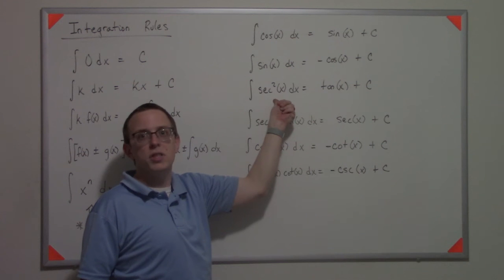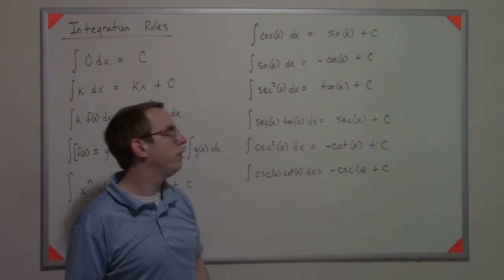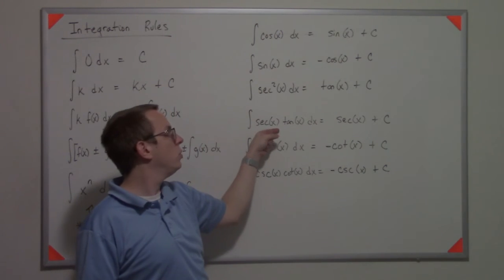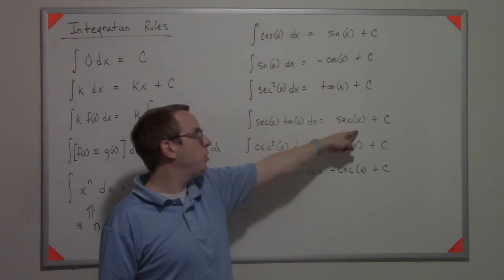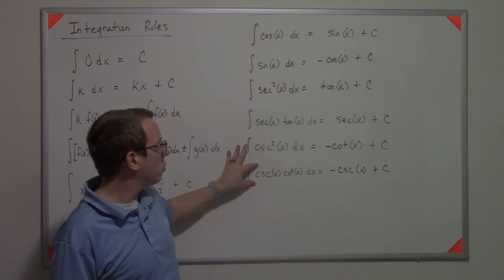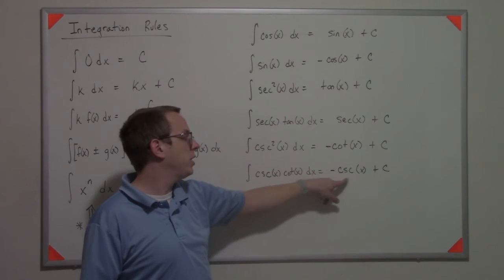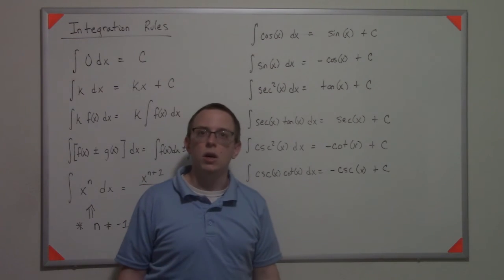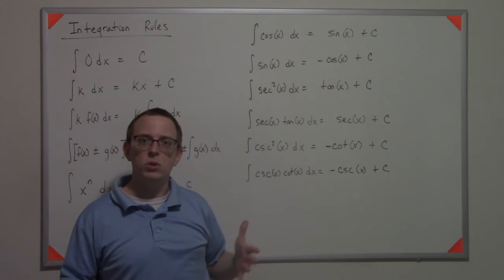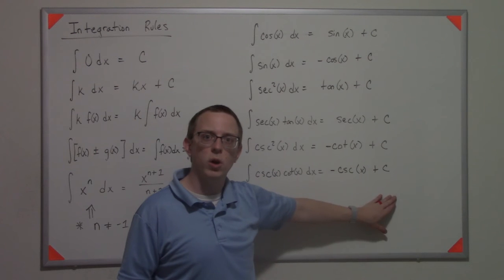Tangent derives to secant squared, so secant squared antiderives to tangent of x. Secant derives to secant x tangent x, so secant x tangent x antiderives to secant of x. And similarly for cosecant squared x and cosecant x cotangent x, you have negative cotangent x and negative cosecant x, respectively. And of course, we always have our arbitrary constant. I didn't say that for each one, but do not forget your arbitrary constant.